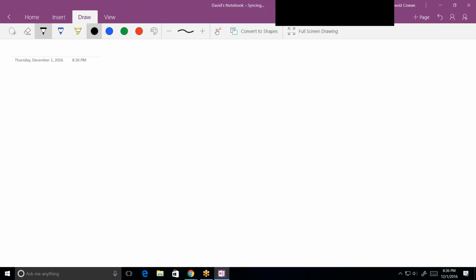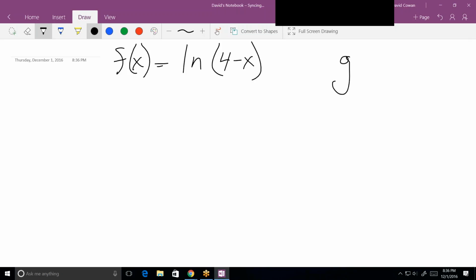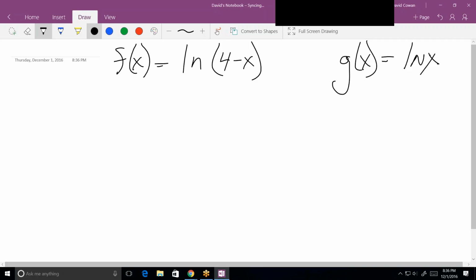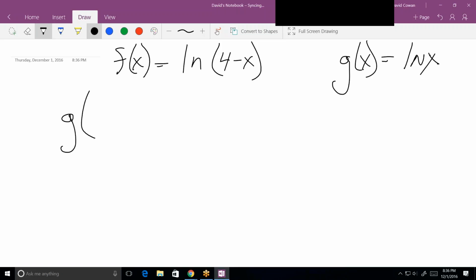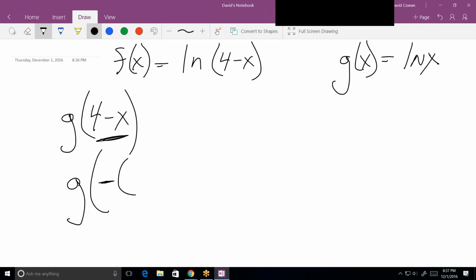Yeah, there is one, actually. It is natural log of 4 minus x. Or sorry, f of x equals natural log of 4 minus x. In other words, we know the parent function is natural log of x, but how do I write this in terms of g of x? It's g of 4 minus x, but that doesn't help. Tell me what it is. It's much better if I can write it like this. Right. x minus 4, with double parentheses.